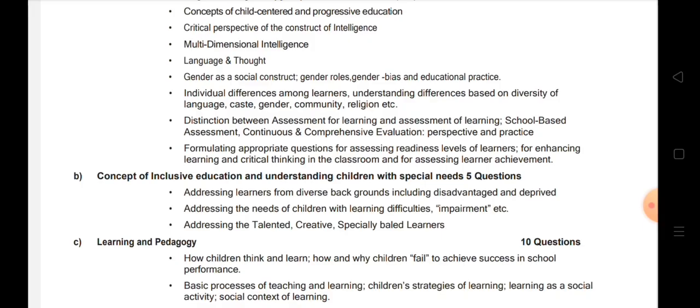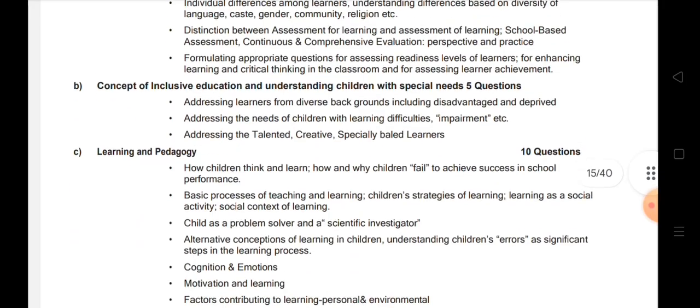Now, addressing the needs of children with learning difficulties, impairment, etc. We have studied different types of difficulties, like 21 disabilities, right? Like dyslexia, dyscalculia, dyspraxia, autism, right? Those things you need to know in detail. Now, addressing the talented, creative, specially able children. There are different types of children. Some are weak, some are intelligent, some are creative, some are fast learners, some are slow learners. All those things we need to take into account.